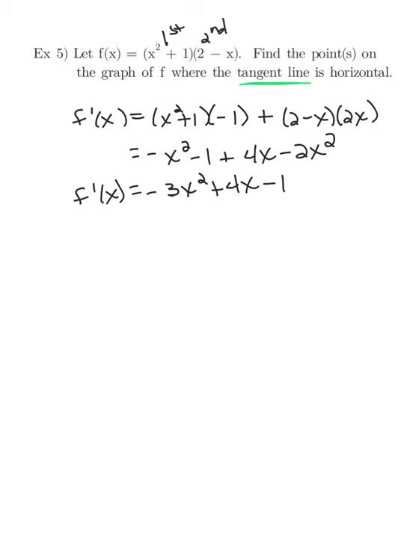We've done this before. Remember, we talked about if it's horizontal, that means that the slope equals 0. And we know that the derivative is the formula for the slope of a tangent. So anytime your problem talks about finding where the tangent is horizontal, you're going to take your derivative and set it equal to 0.